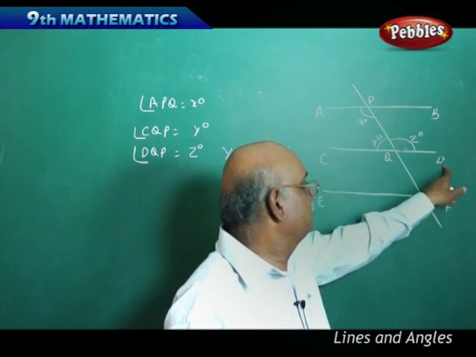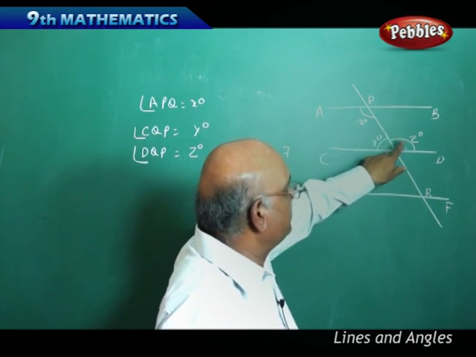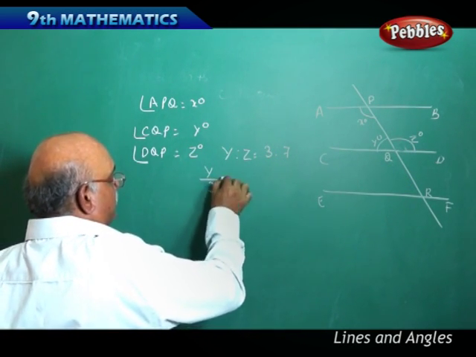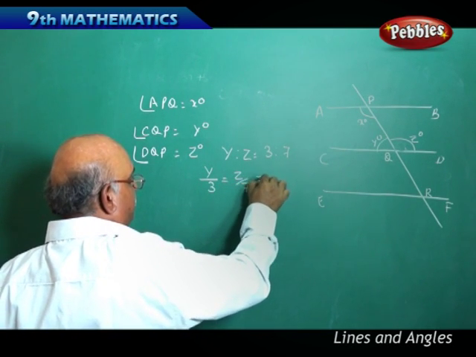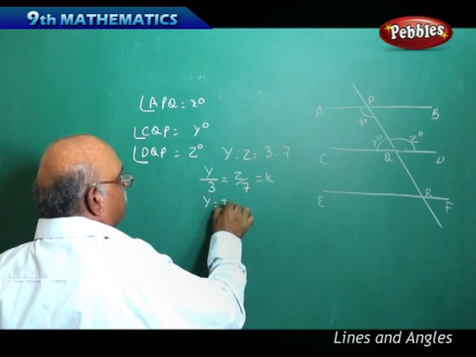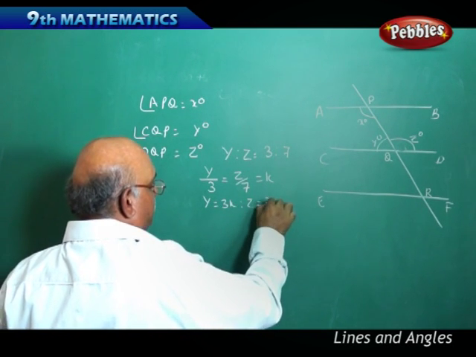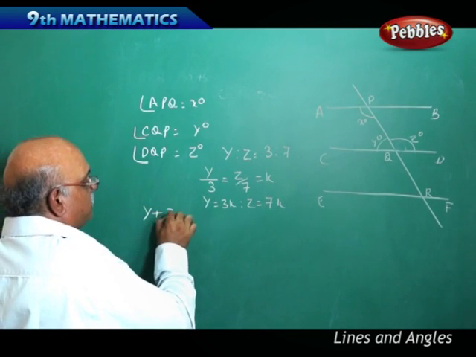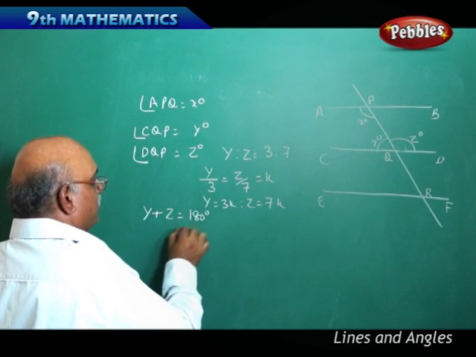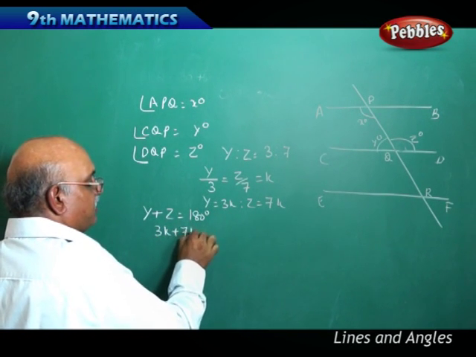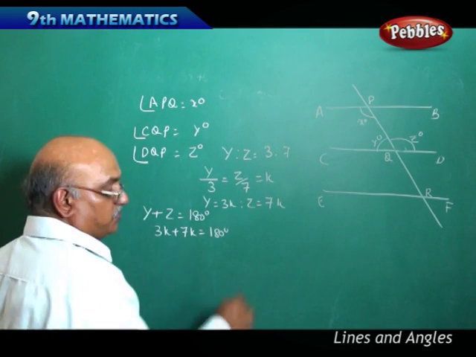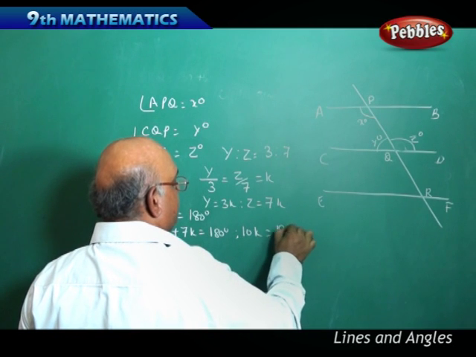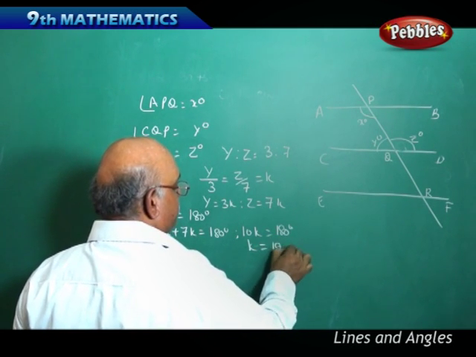CQD is a straight angle. Now, y degrees plus z degrees is equal to 180 degrees. This you can write as y by 3 equal to z by 7. Let us equate it to k. Then y equal to 3k, z is equal to 7k. Now, y plus z is equal to 180 degrees. Therefore, 3k plus 7k equal to 180 degrees. So, 10k equal to 180 degrees. Therefore, k equal to 18 degrees.